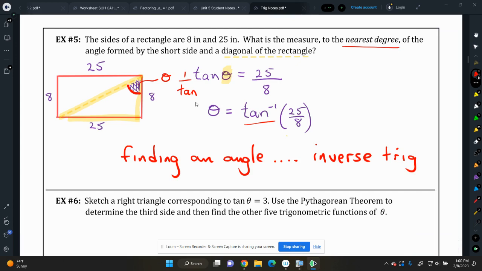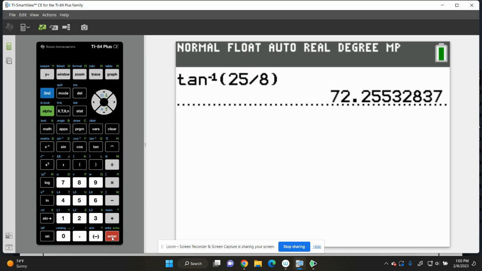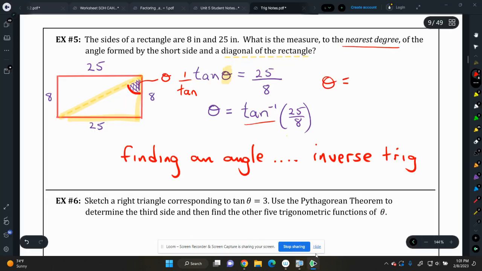We're going to use our calculator for this. We okay so far? Okay, let's go to our calculator. If you look at the tangent button right here, above the tangent is the inverse tangent. So we're going to do second tangent, and then 25 divided by 8. And that gives us 72.255 degrees. So theta is approximately 72.255 degrees.